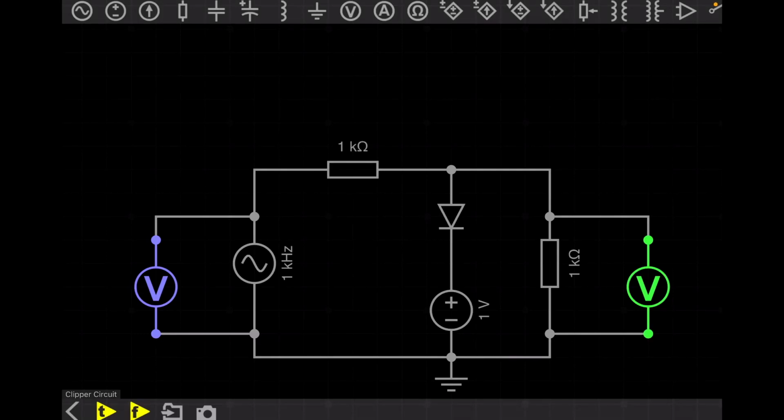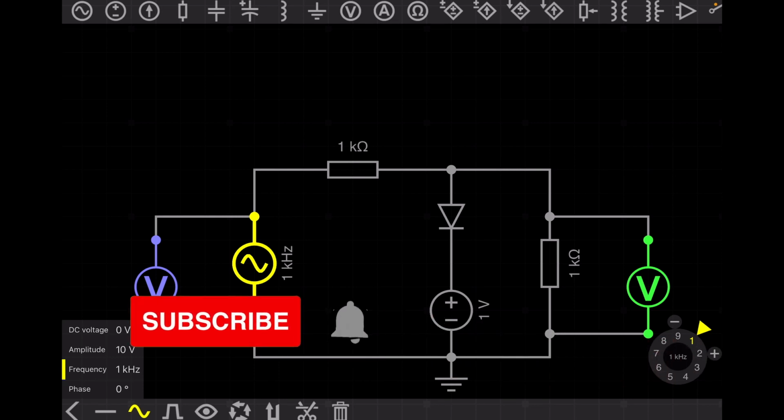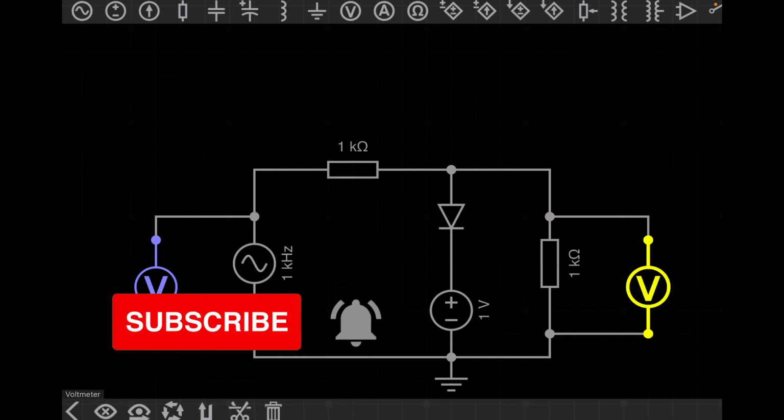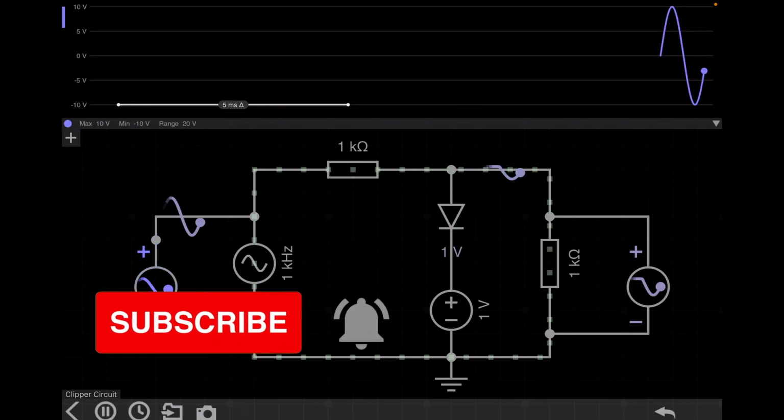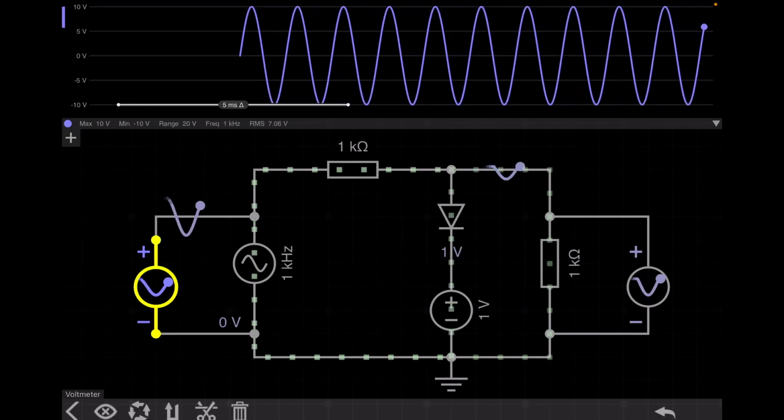Hello everyone. Our today's topic is the clipper circuit, or how a diode will act as a clipper circuit. Here you can see I connect an AC voltage source, a 10 volt AC voltage source. So if I just simulate this circuit, you can see the input voltage is plus minus 10 volt AC. This is a sine wave.